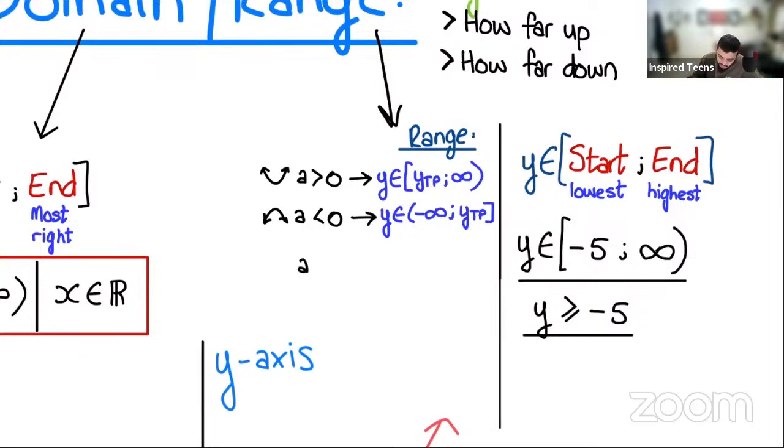In inequality notation, when A is greater than 0, it should be y is greater than or equal to yTp. And when A is less than 0, so sad face, it should be y is less than or equal to y turning point. So these are set answers for the range that you could give if you'd like to learn them by heart. Obviously, for any question, you're giving it in terms of a turning point. Okay, so you can memorize that if you'd like.